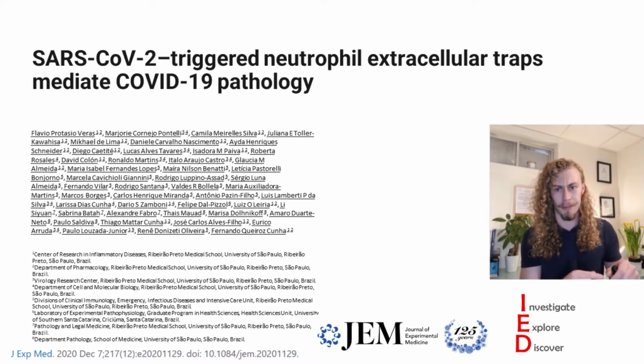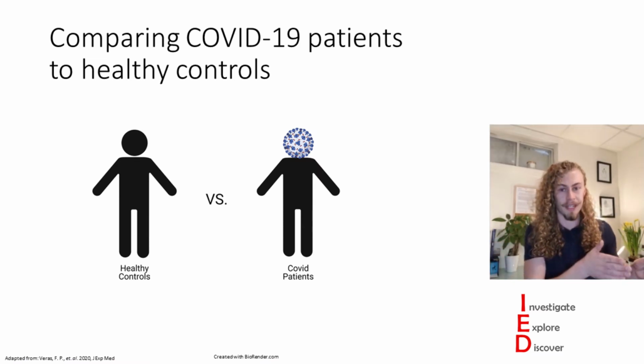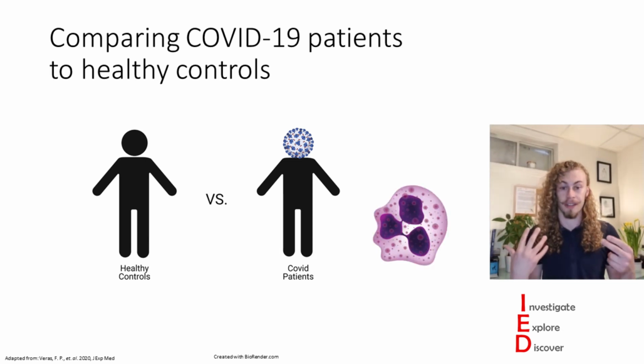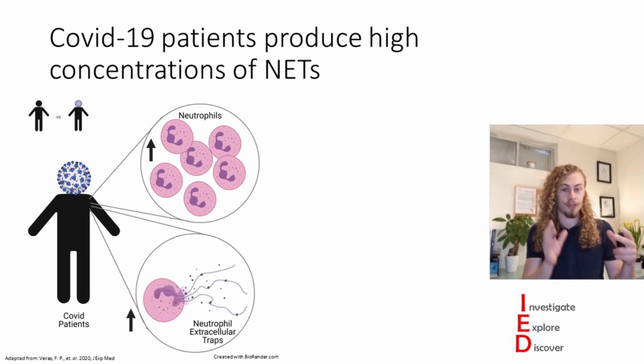And in this paper, they investigate cellular and molecular mechanisms underlying NET production and their immunopathological role in COVID-19. They do this by comparing healthy patients to COVID-19 patients. And one of the first things that they compared was the level of neutrophils in their blood. They found that COVID-19 patients had high levels of neutrophils and also high levels of neutrophil extracellular traps, or NETs.